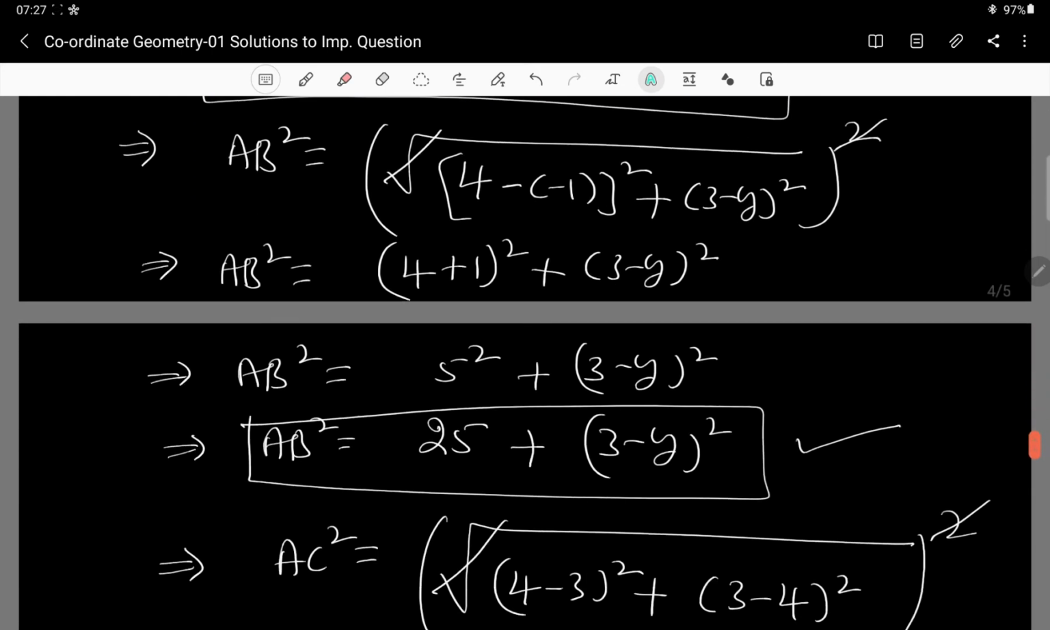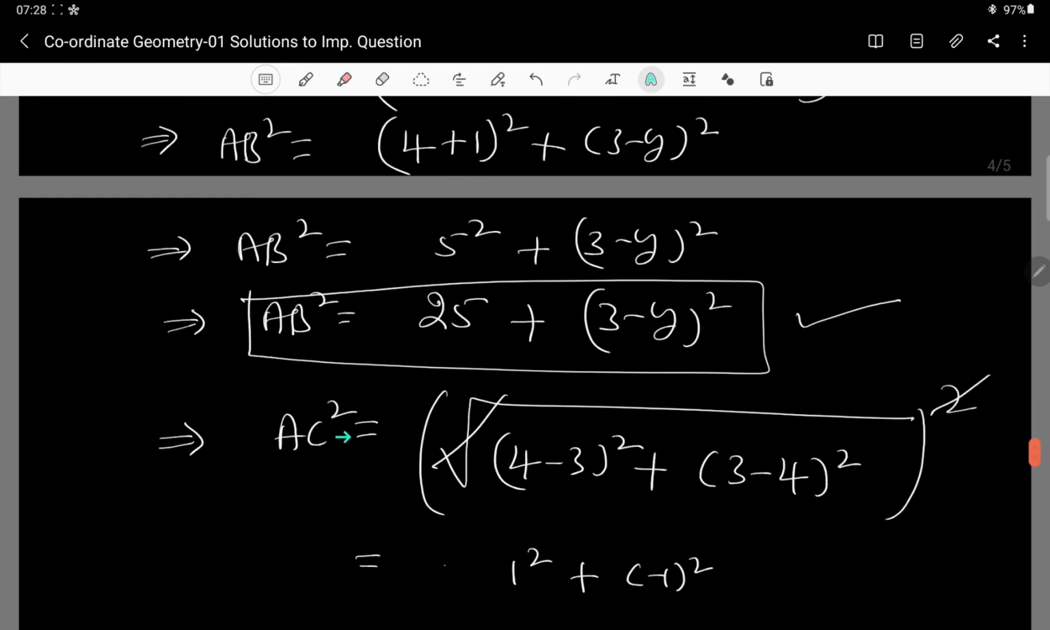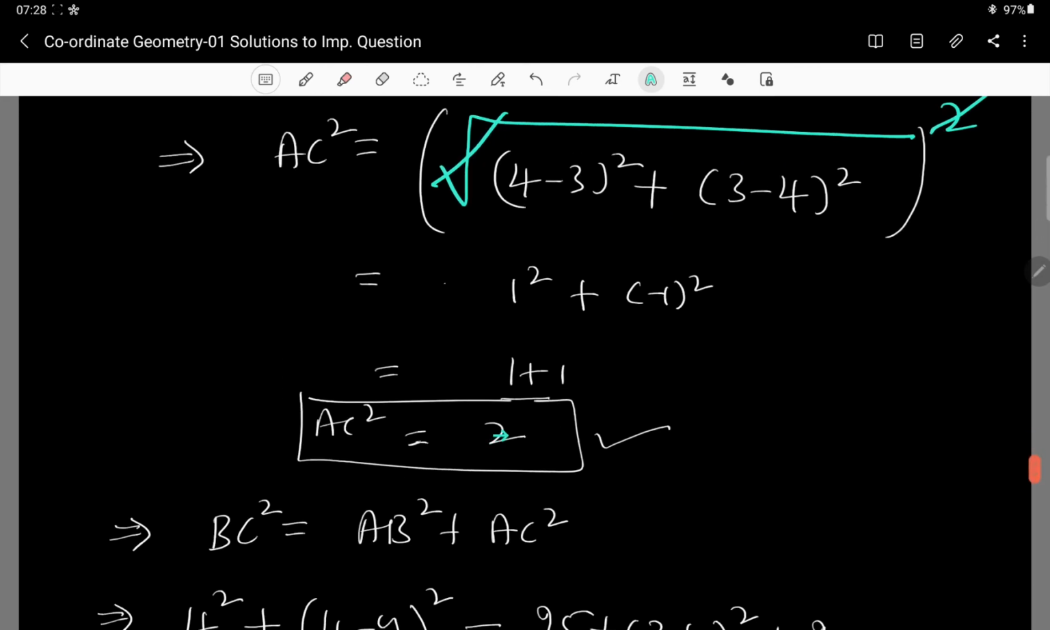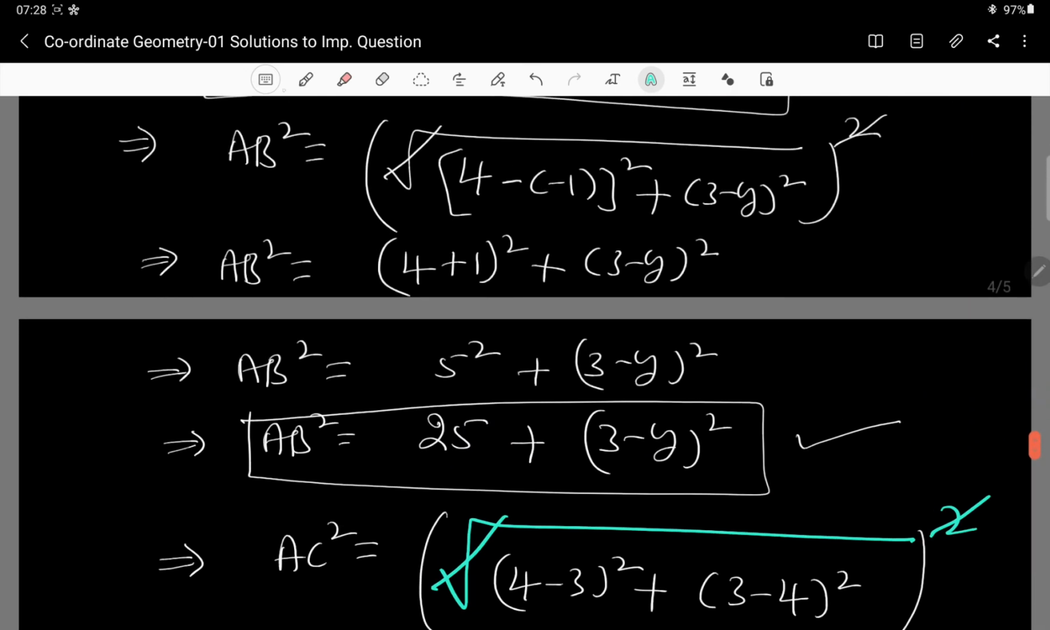We made one mistake there, no? So for AC square, when I was taking it, I did not take this whole square. If you take this whole square and the square root, they will get cancelled with each other, then I'm going to get the plain answer here. All right, I hope this is very clear to all of you.